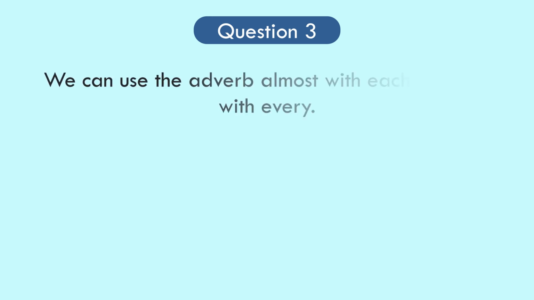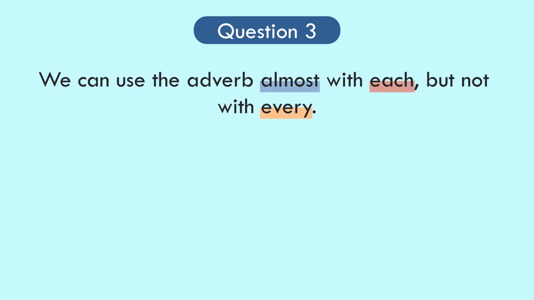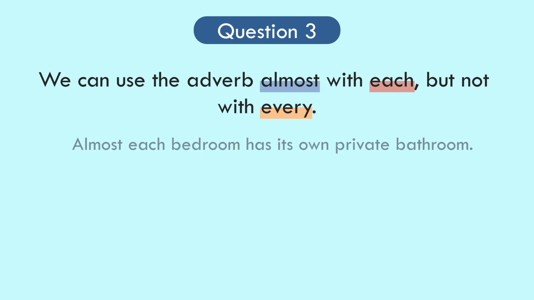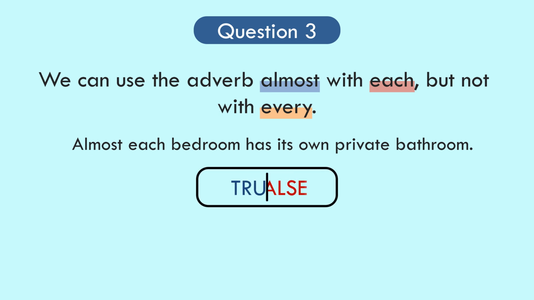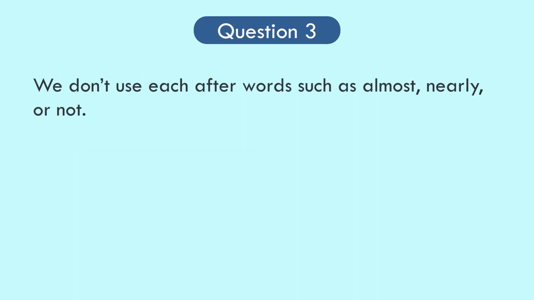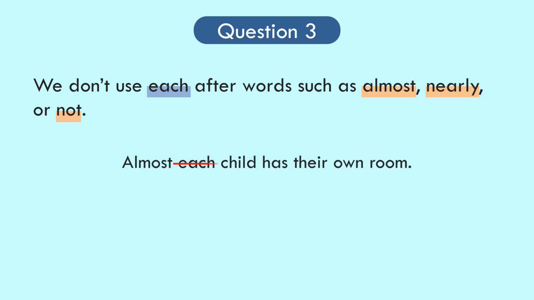Question 3. We can use the adverb almost with each, but not with every. For example, almost each bedroom has its own private bathroom. True or false? False. We don't use each after words such as almost, nearly, or not. Almost every child has their own room.